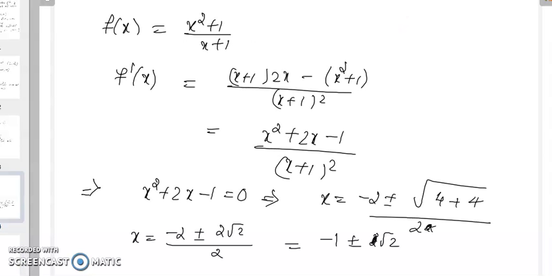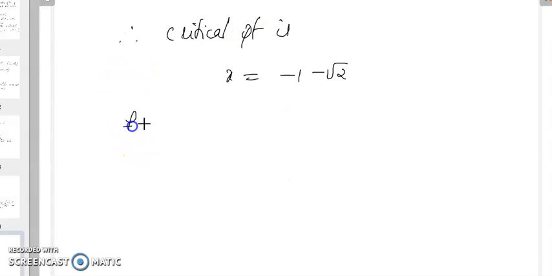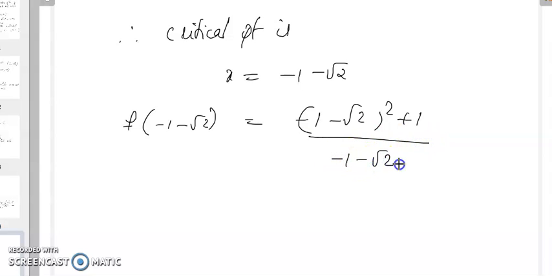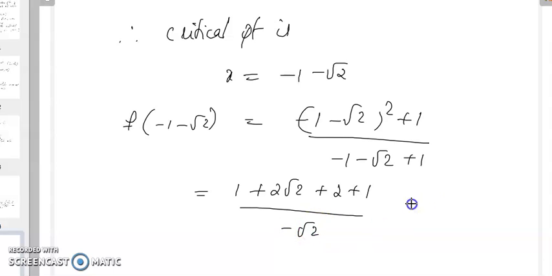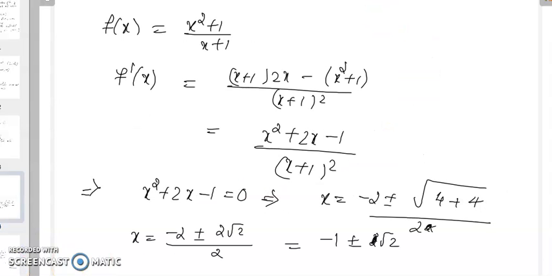And so evaluate the function at the point. So f of minus 1 minus root 2 is minus 1 minus root 2 whole square plus 1 by x plus 1, so minus 1 minus root 2 plus 1, so you get 1 plus 2 root 2 plus 2 plus 1 by minus root 2, so that will be 4 plus 2 root 2 by minus root 2. So this is going to be the absolute maximum value, which occurs at the point minus 1 minus root 2. So that is the absolute maximum for the given function.